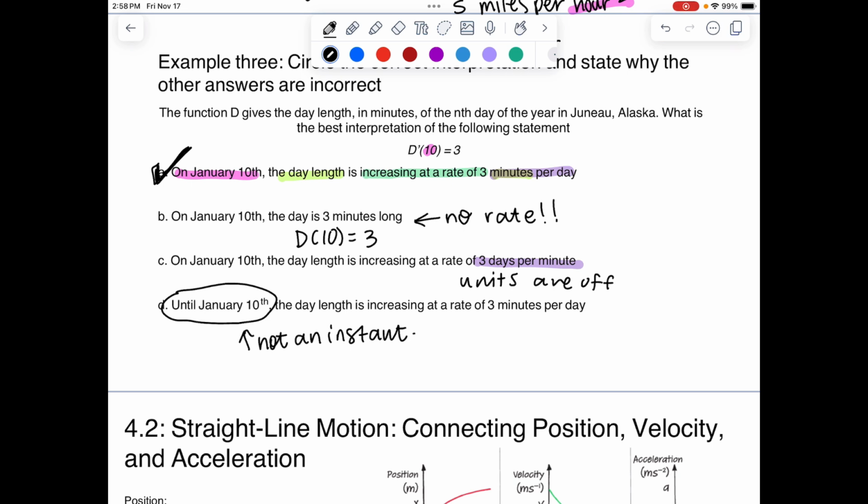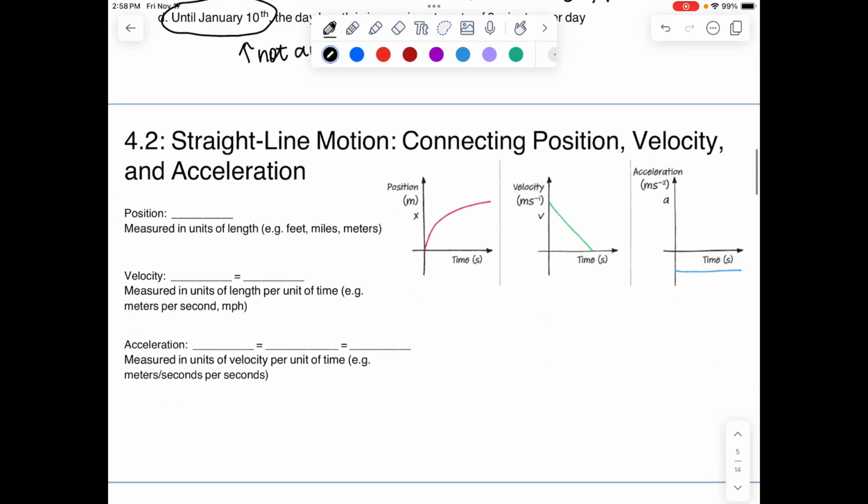Okay, so that is 4.1, and we're going to use the stuff that we learned in 4.1 for the rest of this unit. So none of this is going away. We'll get so much more practice with it, but that is what derivatives mean in context. But now let's go on to one application of derivatives, and that is connecting position, velocity, and acceleration.